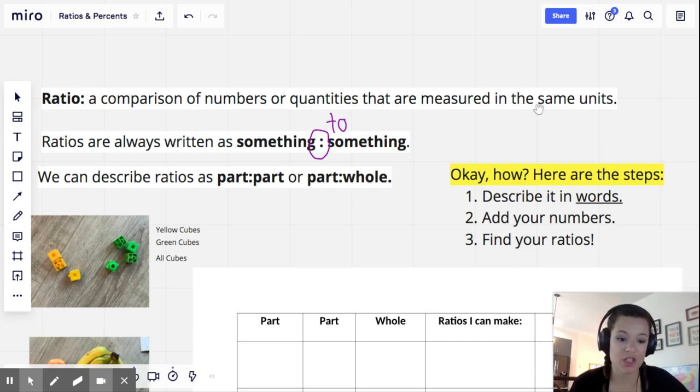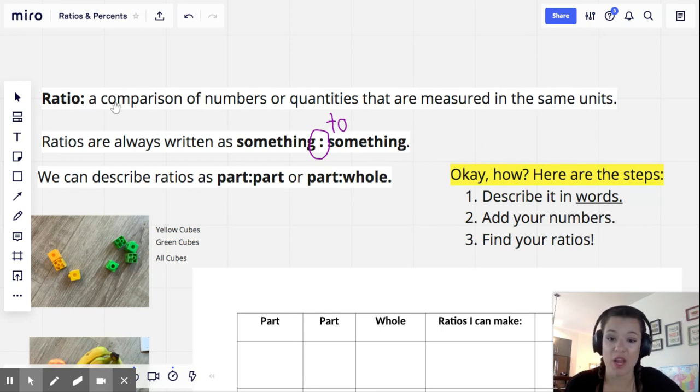This week we are going to start learning about ratios. Ratios sound really confusing when I try and explain what they are, but as soon as we start doing practice examples, you're going to have no problem. So just stay with me.